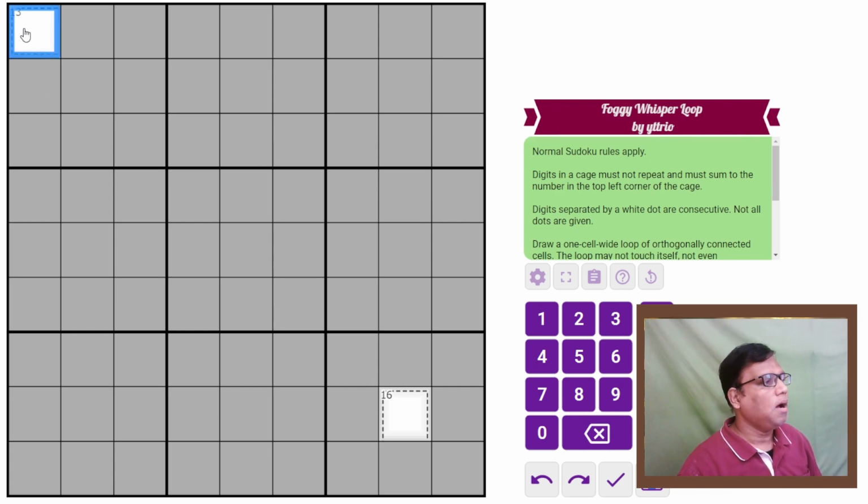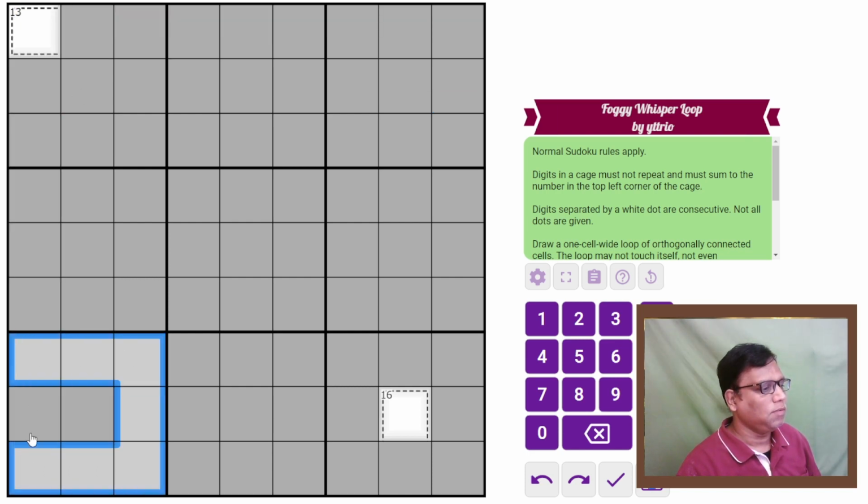Okay, so let's just start with reading the rules first. Normal Sudoku rules apply. That means each row, each column, and each 3 by 3 box should contain the digits 1 to 9 only once without any repetition.